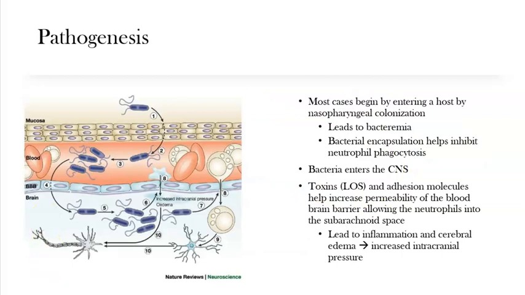So next we're talking about pathogenesis. Most of the time with bacterial meningitis, the bacterial cells enter the host body by nasopharyngeal colonization. This eventually leads to bacteremia, which is just the presence of bacteria in the bloodstream, and that is how the bacteria moves eventually to the meninges, which is what I was touching on earlier.